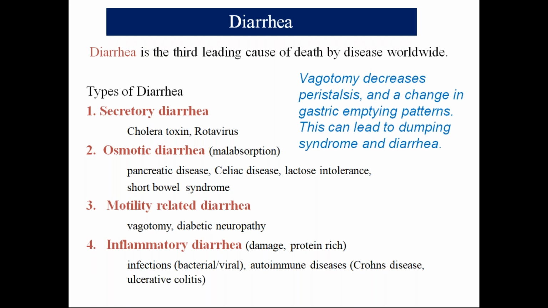So vagotomy basically decreases peristalsis and a change in gastric emptying pattern, which can lead to dumping syndrome and diarrhea. Now this I'll also tell you when I'm telling you about the motility, GI motility.